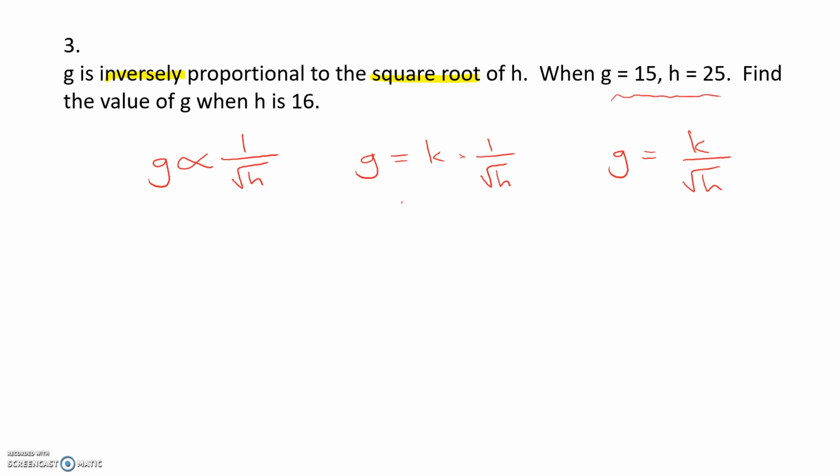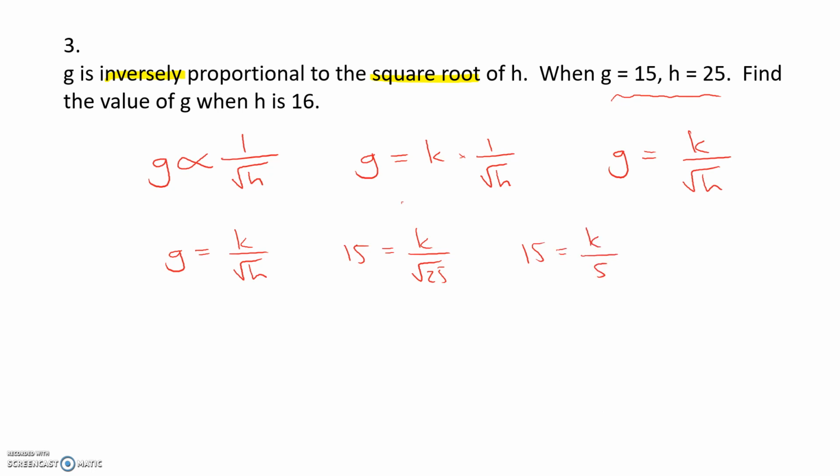Now we can substitute the values they give us. And they'll always give us a pair of values so that we can now work out what k is. Okay, that's always your first job when you've got your equation. So we've got G equals k over root h. We're now going to plug in G is 15 equals k over root h, h is 25, so root 25. Okay, so 15 is equal to k over root 25, which is 5.